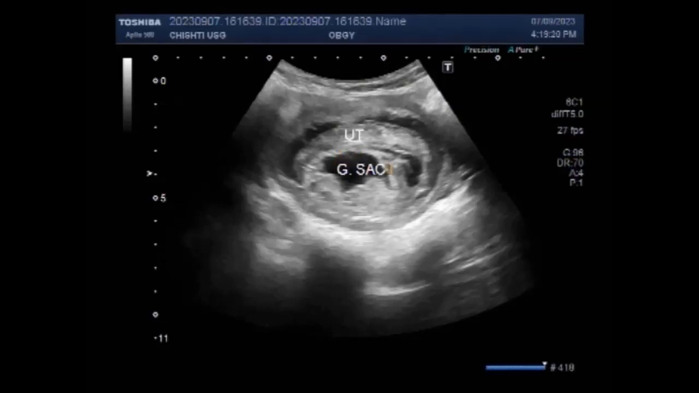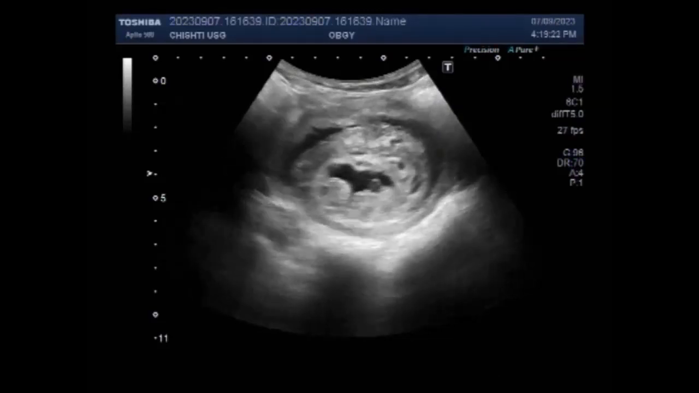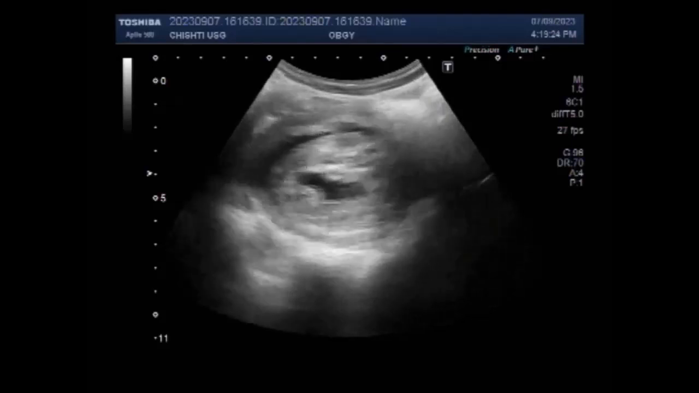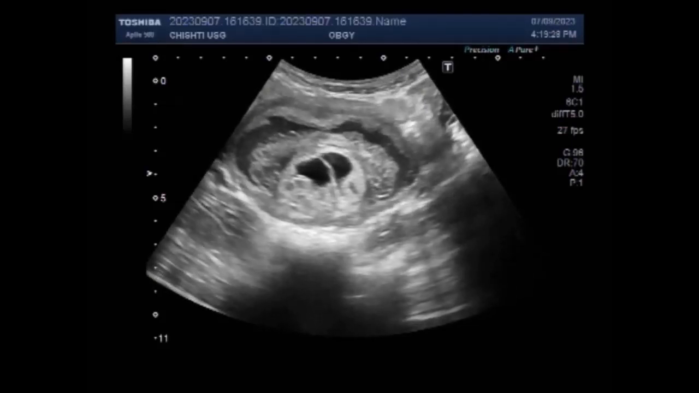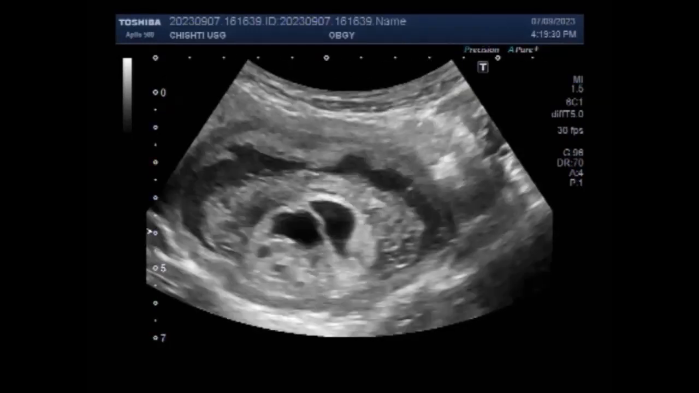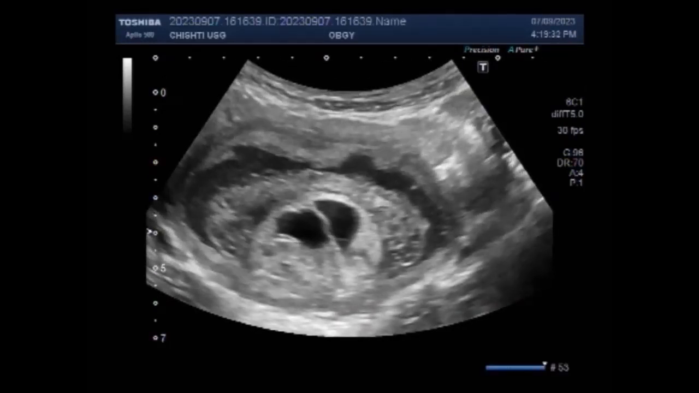A blighted ovum eventually results in miscarriage. Some women choose to wait for the miscarriage to happen naturally, while others take medications to trigger the miscarriage. In some cases, a procedure called dilatation and curettage (D&C) is used to remove the placental tissues or the gestation sacs.